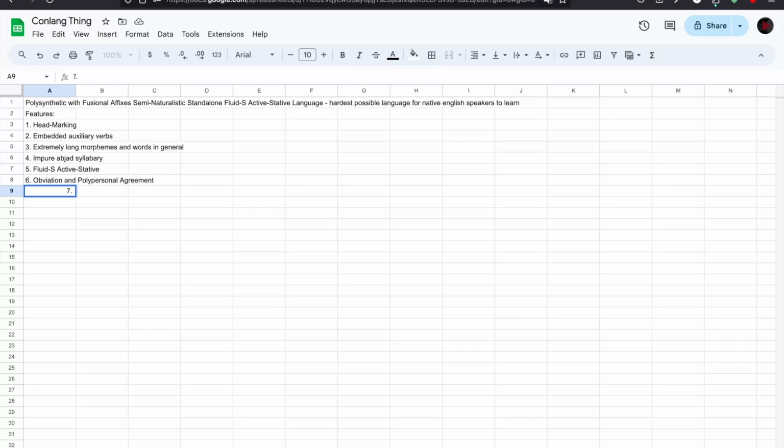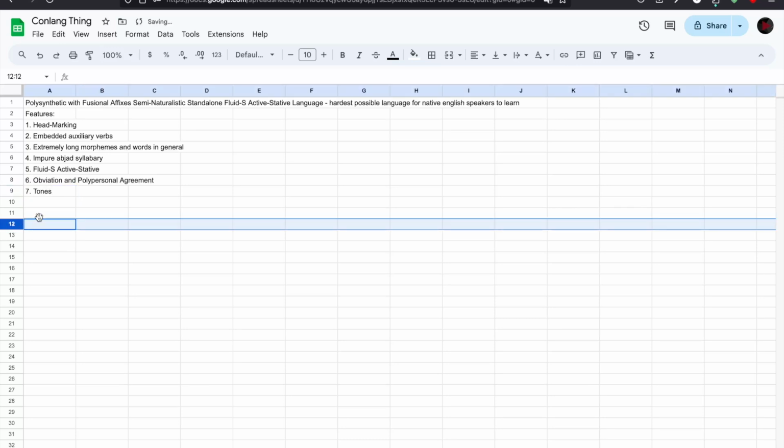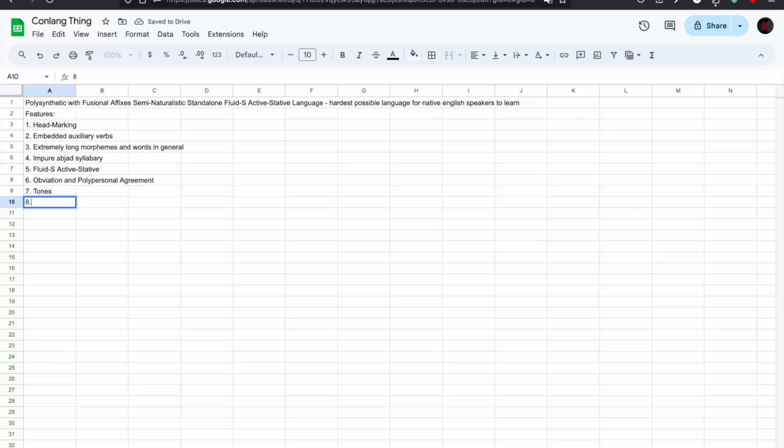So yeah. I think this will go great, honestly. Tones. Right? Phonemic stress? Phonemic stress, but it's not represented in the writing, right?